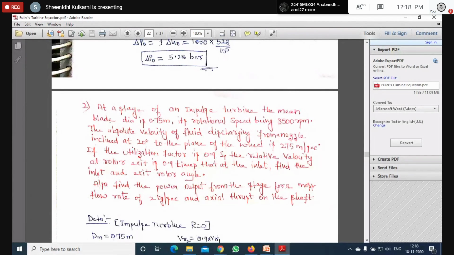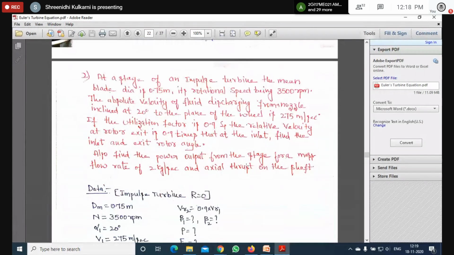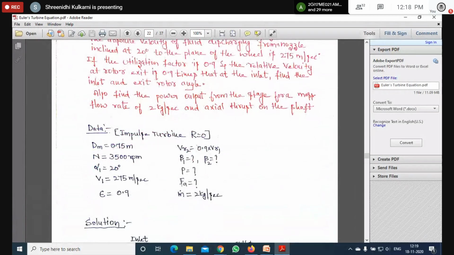So also we have to find out what is the power output, what is P. For that they given the mass flow rate as 2 kg per second. And we have to find out what is the axial thrust, Ft, that is the axial thrust on the shaft. So this is the data.